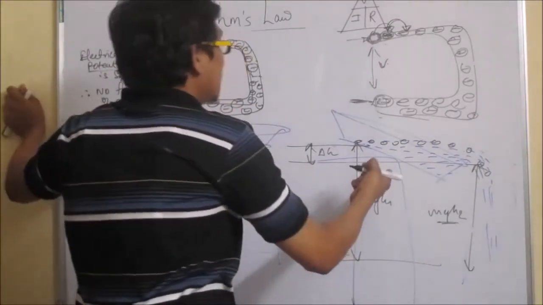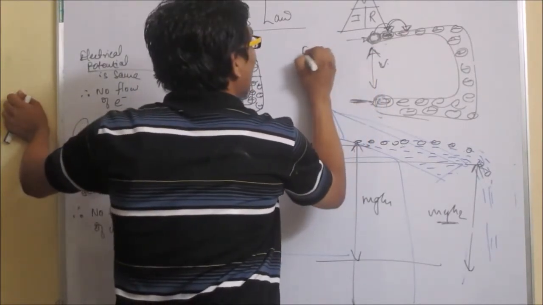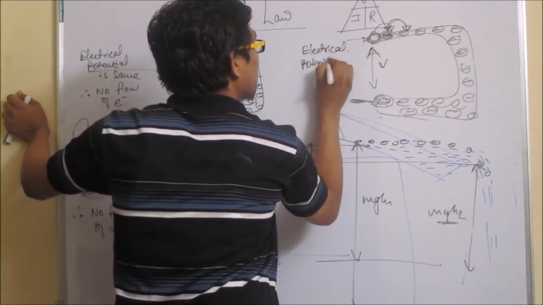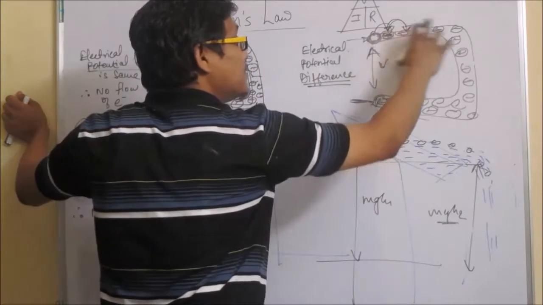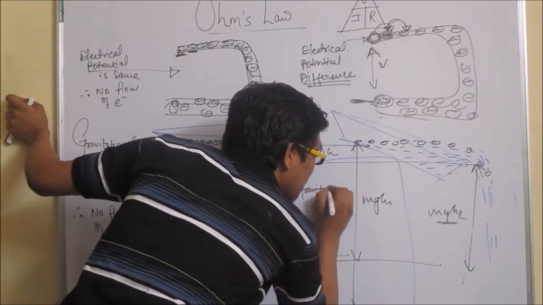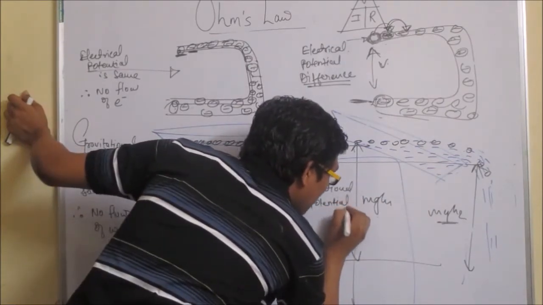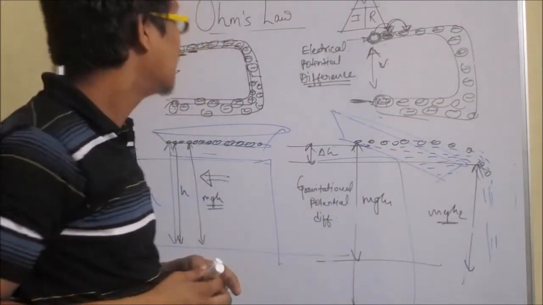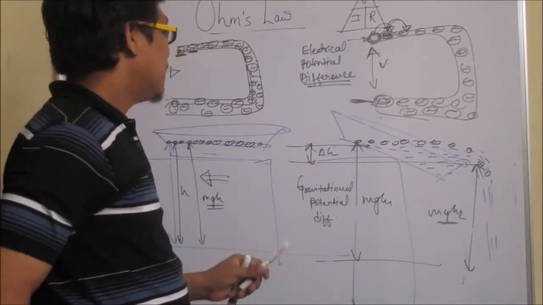Here, creating an energy difference means we are creating an electrical potential difference, and due to this electrical potential difference, electrons are flowing. There, we created a gravitational potential difference by tilting the plate, and our water started flowing, or molecules of water started flowing. Here electrons are flowing. Are you getting the difference?